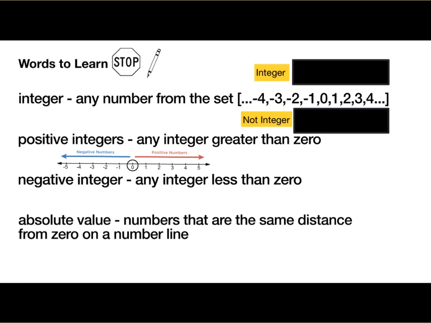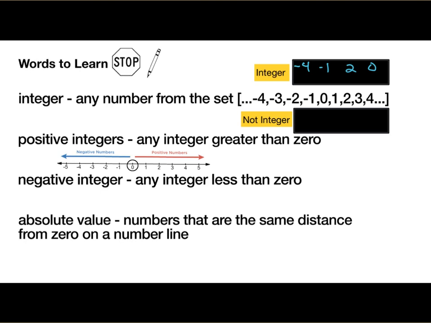Well, in our definition, we're given examples of integers, so we know that -4 is an integer. We could jump up to -1, and that's an example. What about +2 or 0? Any of those numbers are integers. So what's a number that is not found in that list? What's not an integer?